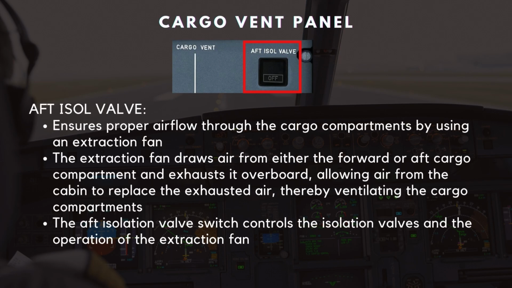We have the cargo ventilation panel, which ensures proper airflow through the cargo compartments by using an extraction fan. The extraction fan draws air from either the forward or aft cargo compartment and exhausts it overboard, allowing air from the cabin to replace the exhausted air, thereby ventilating the cargo compartments. The aft isolation valve switch controls the isolation valves and the operation of the extraction fan.